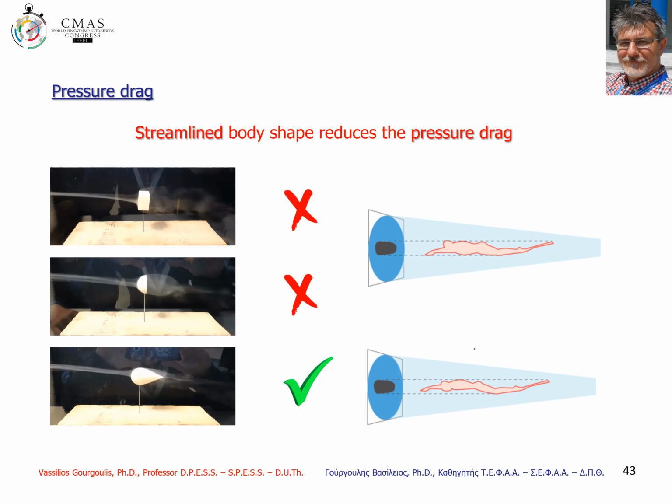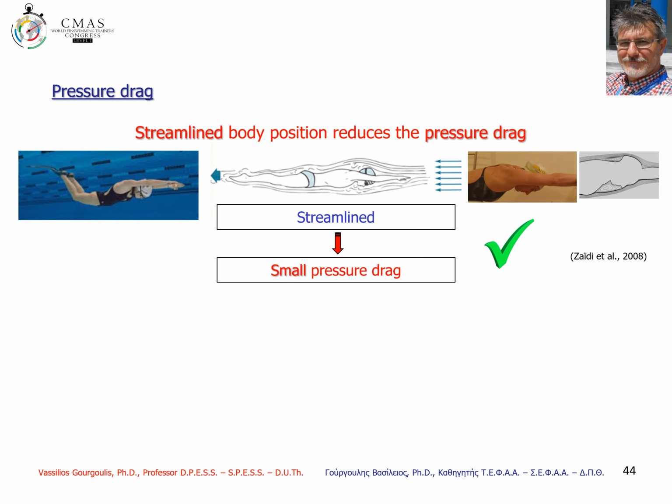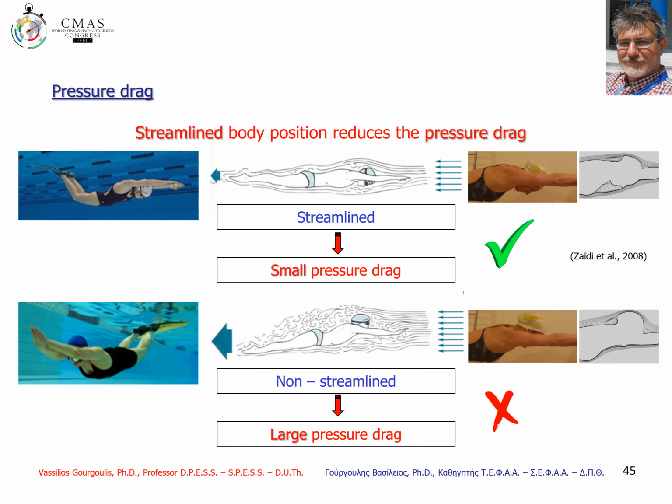Thus, adopting a well-streamlined body position, the boundary layers pass smoothly over the swimmer's surface, very little eddy formation occurs, and the pressure drag is decreased. Even if only the head of the swimmer is kept aligned, the drag is reduced. On the contrary, deviations of the swimmer's head from a horizontal alignment cause an increase in the formation of eddies and pressure drag and should be avoided.